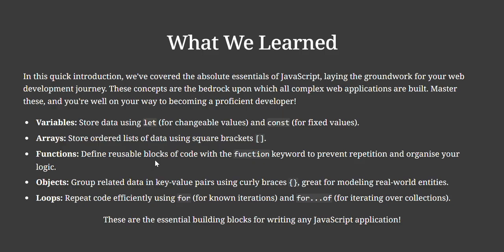And next is functions. Functions are blocks of code we use to prevent repetition, to make the code more efficient with less code. Next is objects. Objects group related data in key-value pairs using curly braces. Next, the last topic we have discussed is loops. Loops repeat code efficiently using for and for of loops. These are the main building blocks for writing any JavaScript application that we are going to learn in this course.